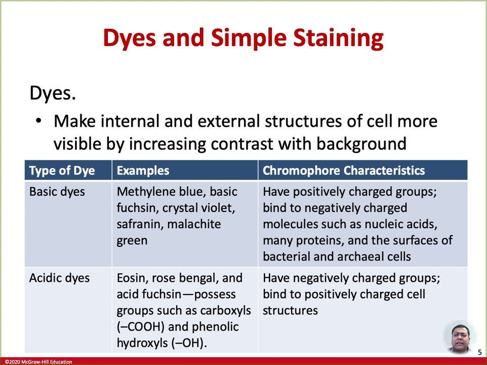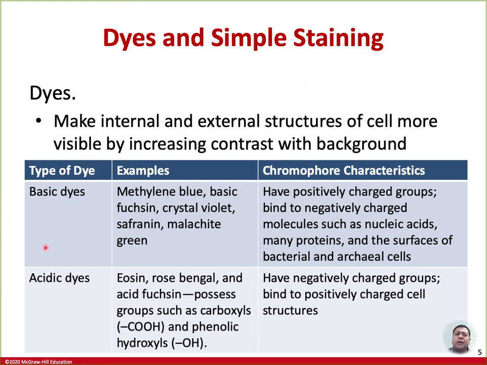Now let's take a look at what happens after the heat fixation: the dyes, and how they differ in their characteristics. The many different types of dyes used to stain microorganisms have two features in common. First, they have chromophore groups, chemical moieties with conjugated double bonds, that give the dyes a color. And second, they bind cells by ionic, covalent, or hydrophobic bonds. That is the most important part of a dye.